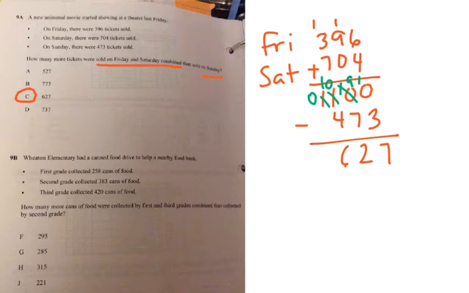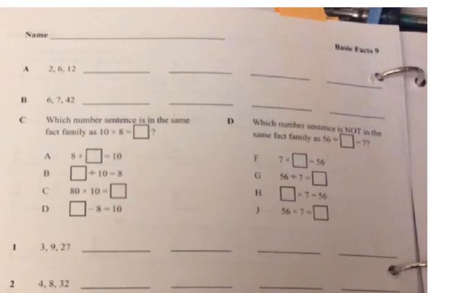You will do 9B by yourself. This is Basic Facts 9. First thing I'm going to do is divide the paper so I can see that on the left side we will do the fact families for multiplication, and on the right side we will do fact families for division.